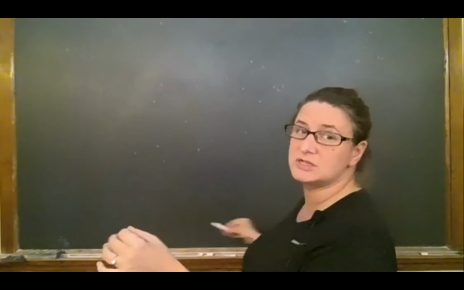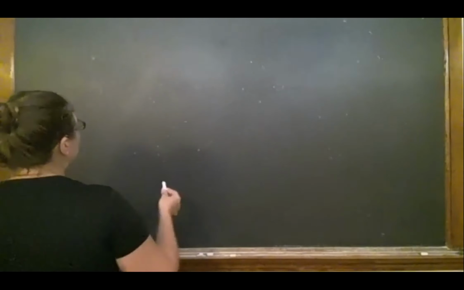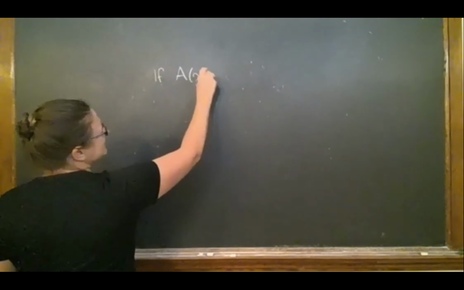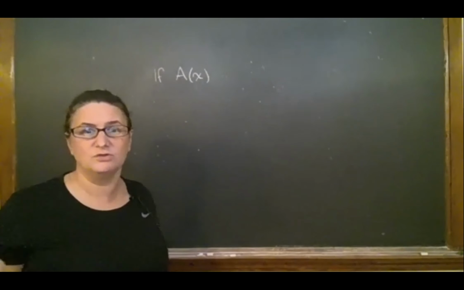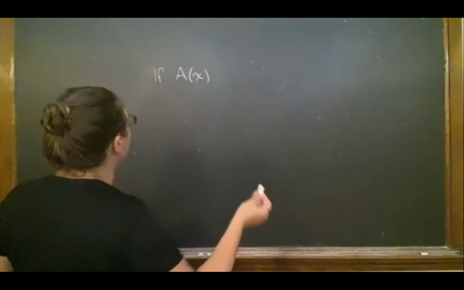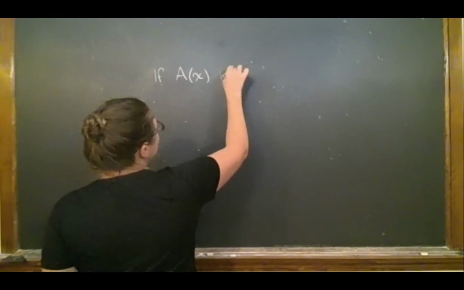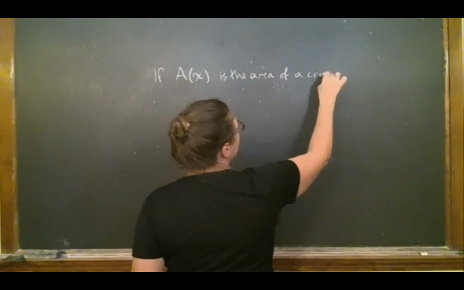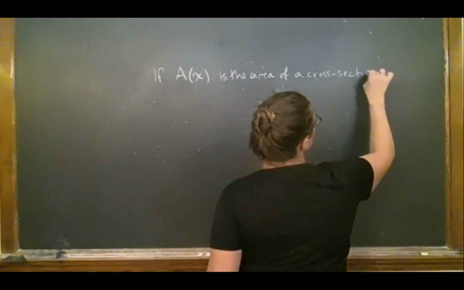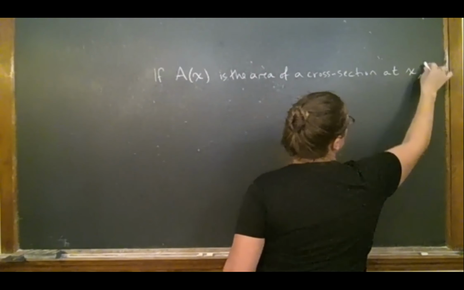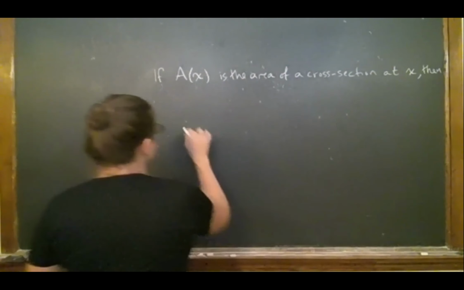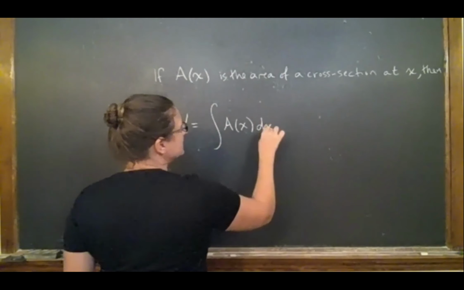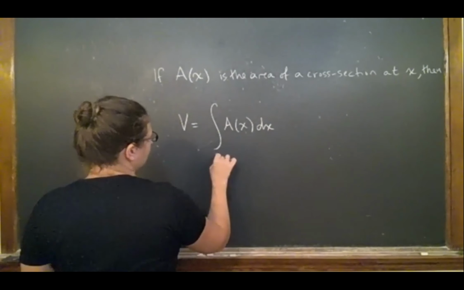And then if you do that, you just add up all those areas. So that's always the kicker: how do I know the area? That's why you don't do these very often, because most of the time you don't. If A of x is the area of a cross section at x, then I can find the volume by just adding up all of the cross sections from x1 to x2.